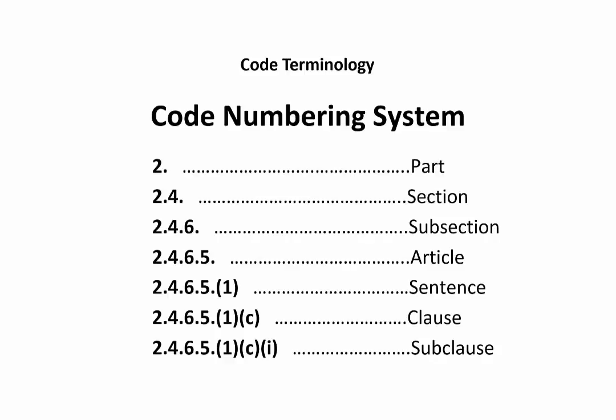This numbering system is used throughout the BC Building Code. The first 4 numbers indicate the part, section, subsection, and article in the subsection. The detailed provisions are located in the sentence level, indicated by numbers in brackets.